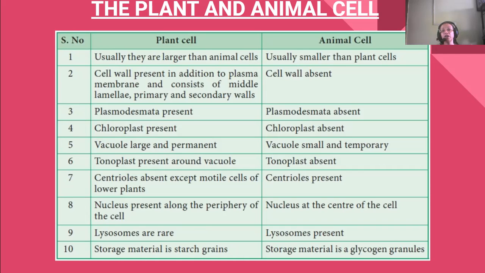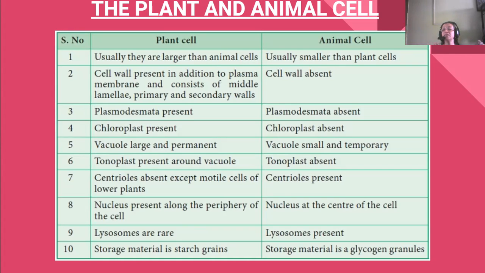Chloroplast is present in plant cells, as they can manufacture food. But we animals are not able to manufacture food, and therefore chloroplast is absent in animal cells. Then vacuoles: in plant cells, they are large and permanent, whereas in animal cells, generally they are not present, and if present, they are small and temporary. In plant cells, the tonoplast is present around the vacuole, but in animal cells, the tonoplast is absent.